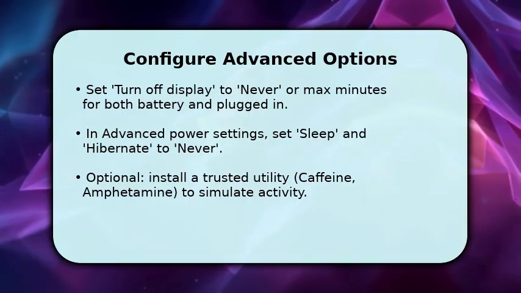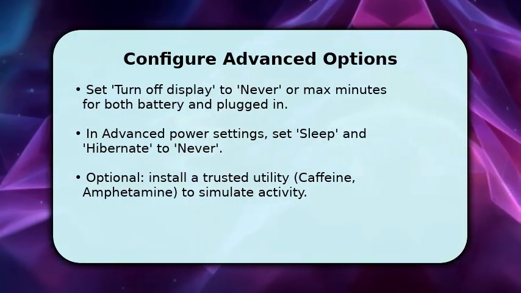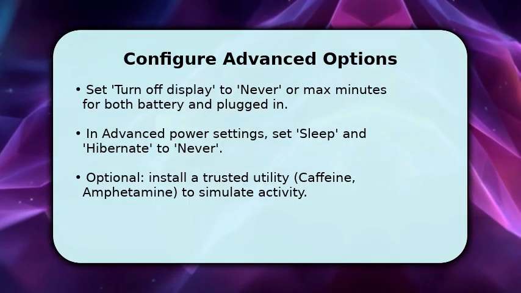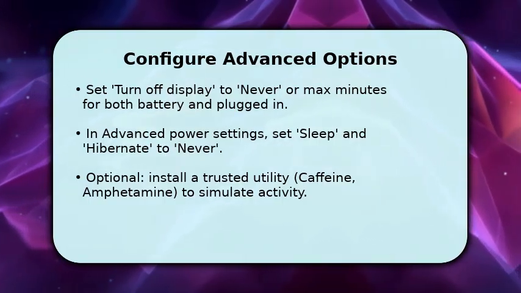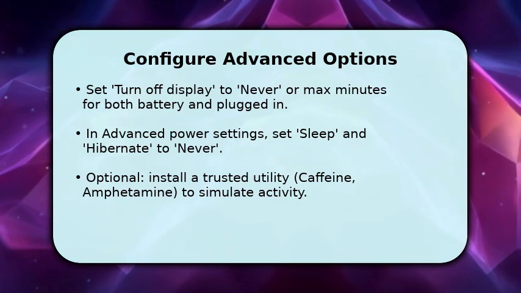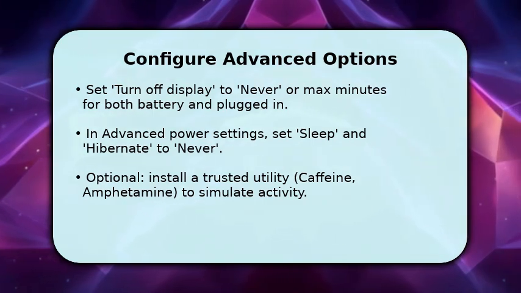Once done, consider a lightweight utility that simulates keyboard or mouse activity. This helps apps that force dimming. Make sure you pick a reputable tool and grant only necessary permissions. Then test by closing and reopening the lid, or leaving the system.